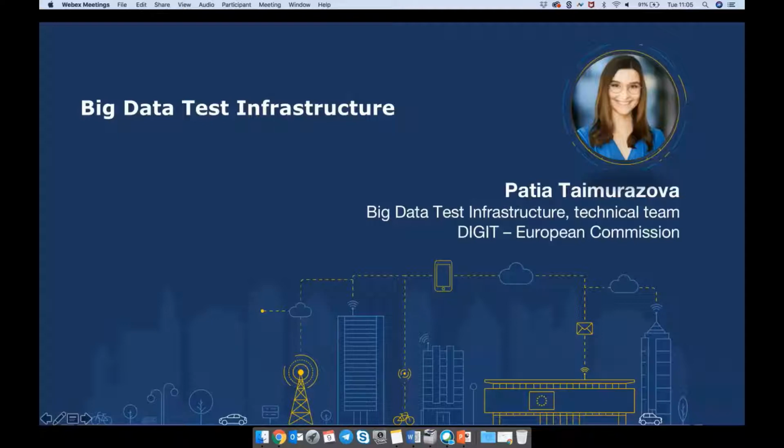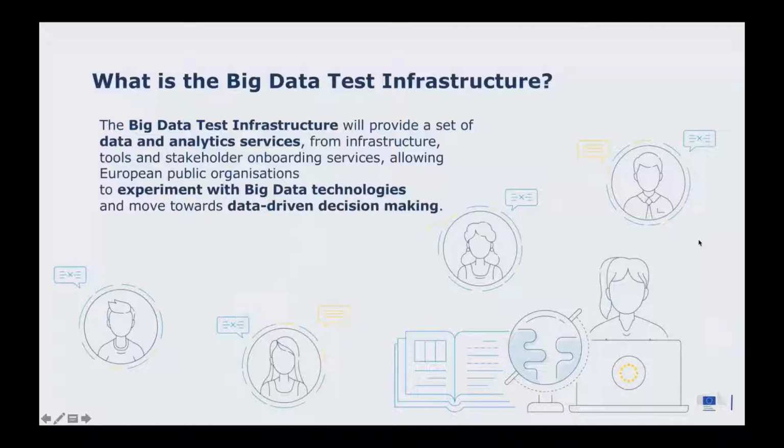My name is Patia Taimuzarova, and I'm here on behalf of the European Commission to present to you the big data test infrastructure. The big data test infrastructure provides a cloud-based analytics environment and a set of supporting services to European public organizations. So it's a safe environment to experiment with big data technologies and to prototype big data solutions before deploying them in the production environment of your own premises. The infrastructure and the additional services are provided free of charge, with the objective of fostering the big data analytics adoption around the EU and to promote data-driven decision-making.